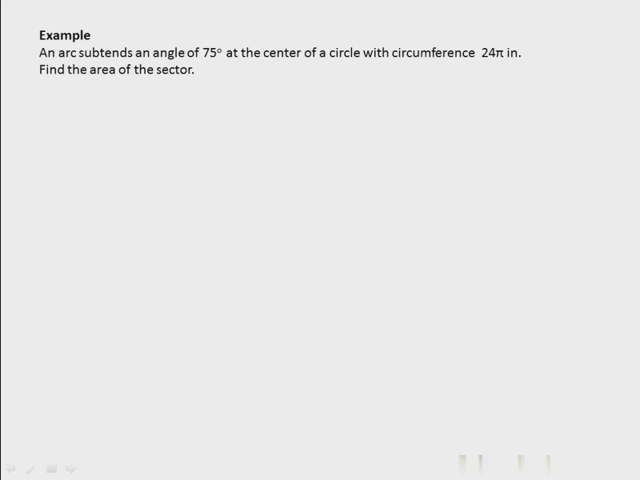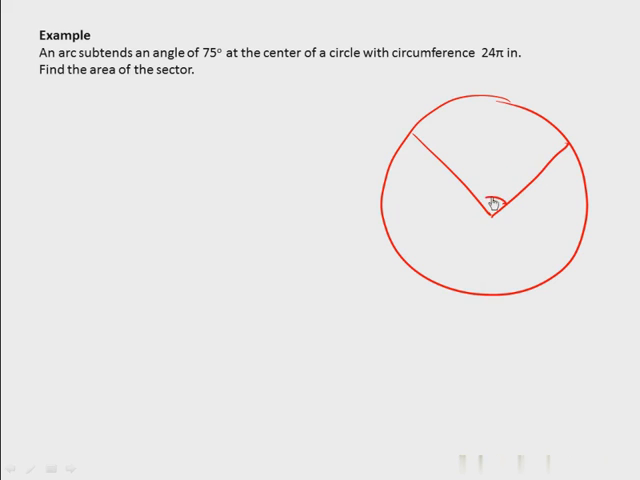An arc subtends an angle of 75 degrees at the center of a circle. So now they've given me the angle. That's 75 degrees. And the circle has circumference 24 pi.